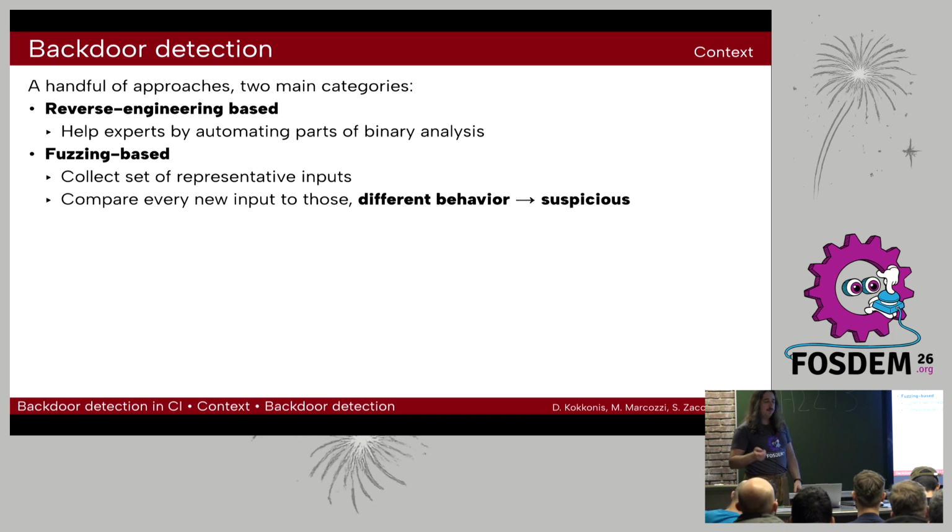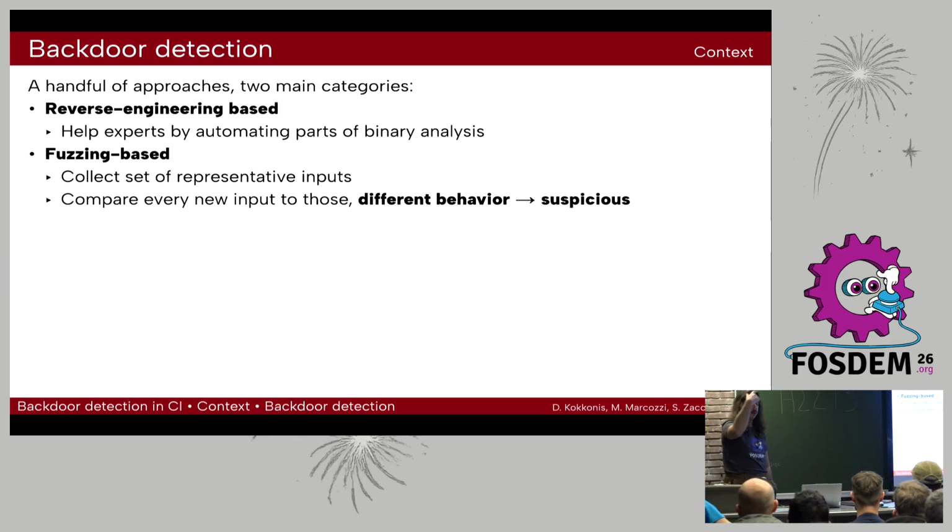So how do we detect backdoors in general? Well, the historic way of doing it is manual reverse engineering. There's not really a simple algorithm you can use to do it. You kind of just have to dig through a binary. And there are tools to help with automating parts of that.